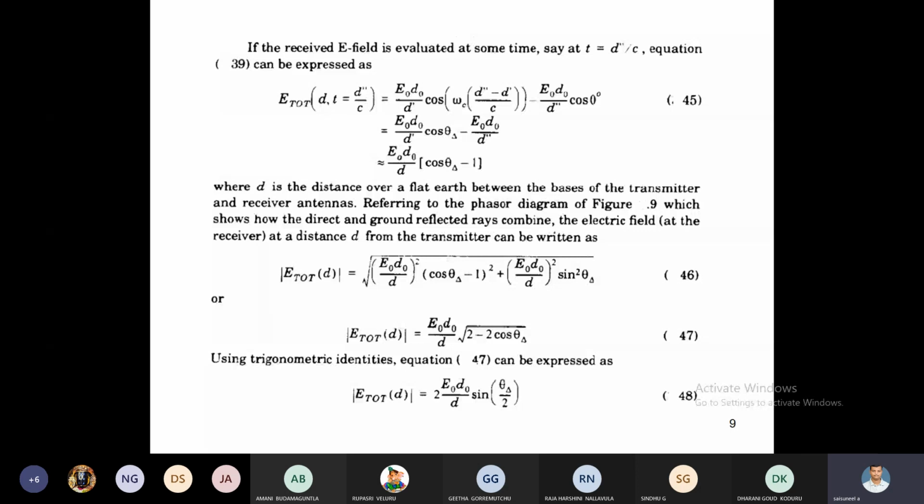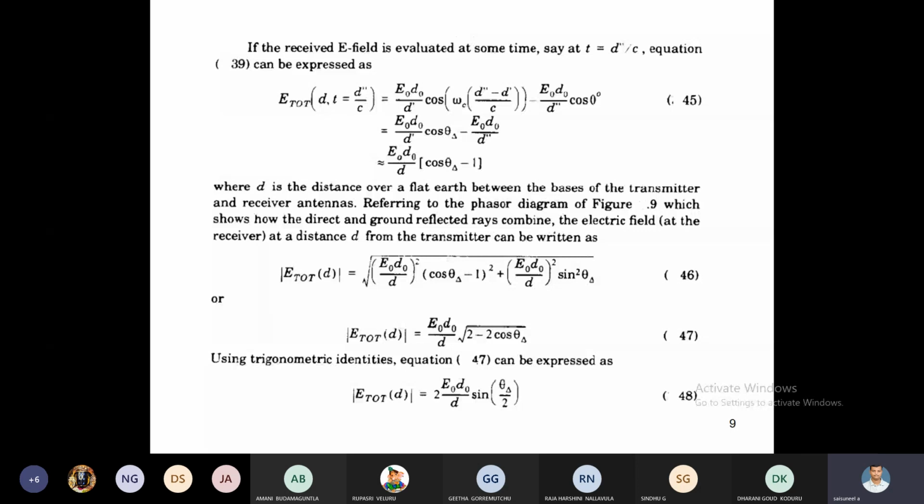Then E total of d comma t equal to d double dash by c, which is equal to E0 d0 by d dash cos of omega c times t minus d dash by c, minus E0 d0 by d double dash cos 0. Then simplifying this equation, finally we are getting E0 d0 by d times cos theta delta minus 1.